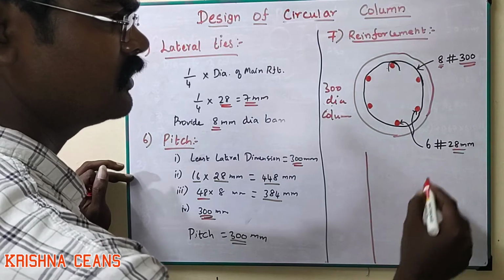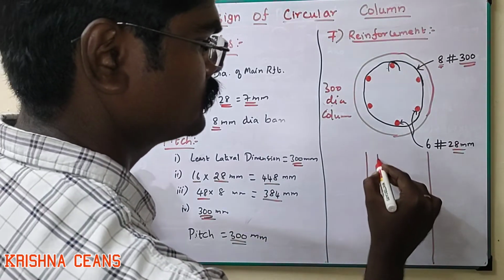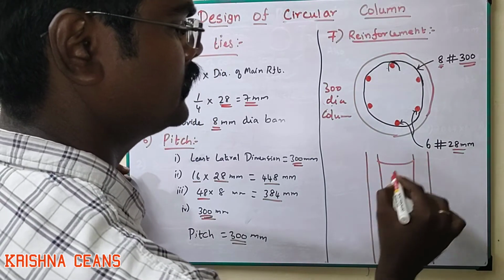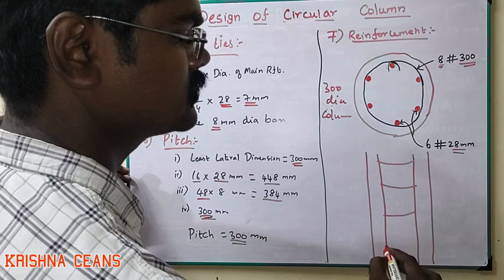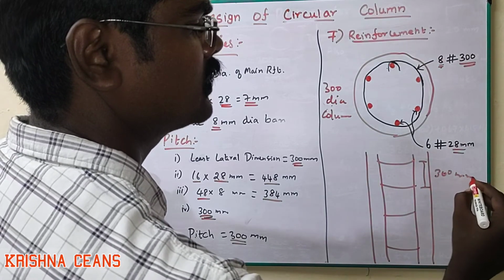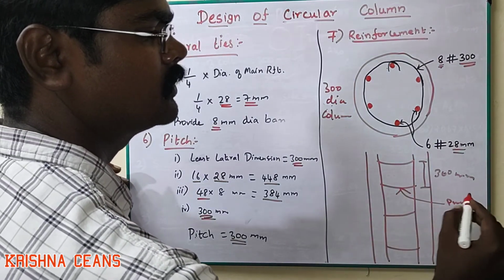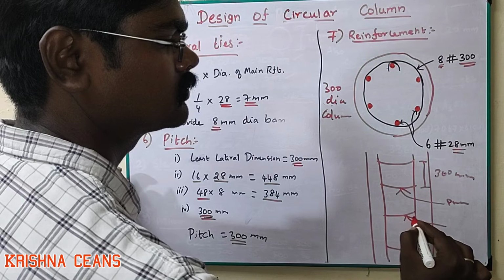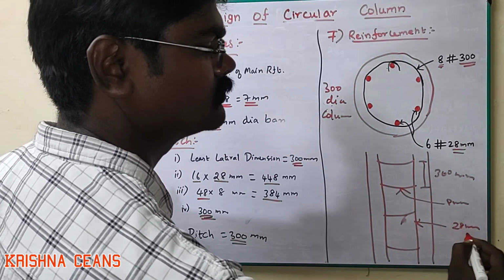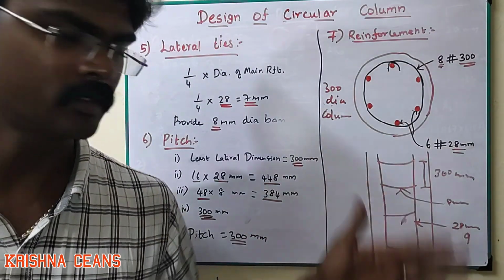If you see from the side view, the main reinforcement is here, then the lateral ties are this, and the spacing between lateral ties is the pitch, 300 mm. So this is the 8 mm dia bar, and this one is the 28 mm dia bar. This is what we see from the cross section.